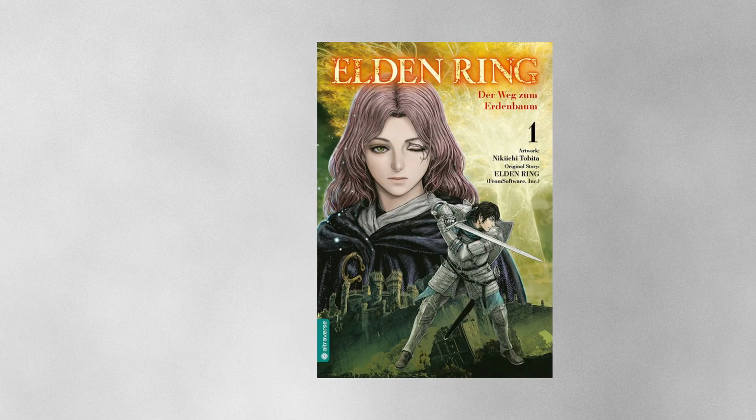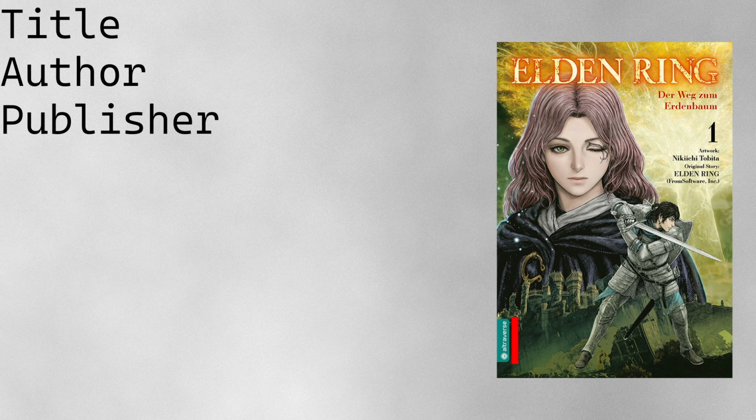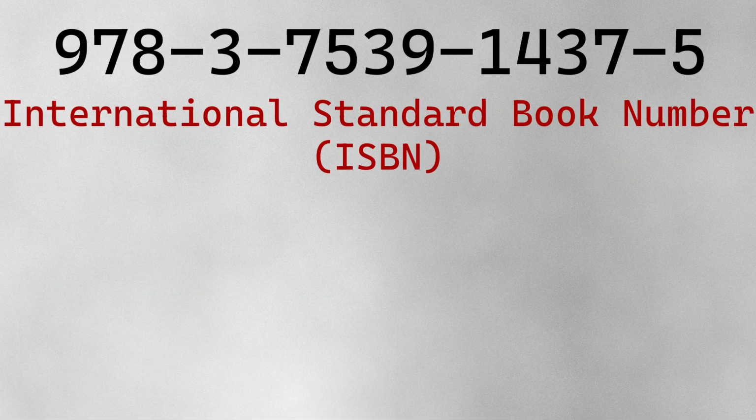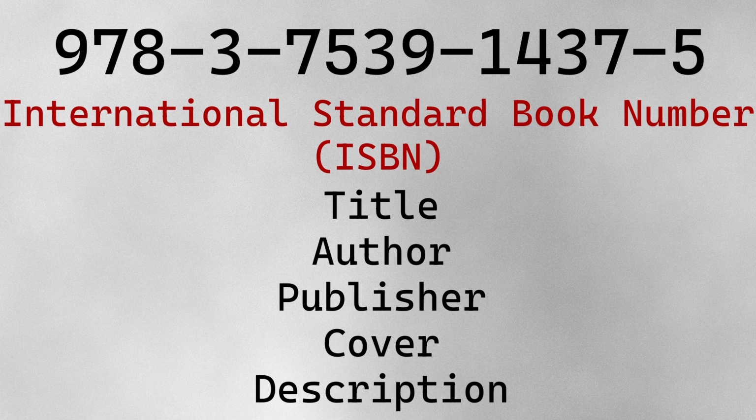This is a book. It has a title, an author, a publisher, a cover, a description, and a barcode. This code is an International Standard Book Number. These 13-digit numbers uniquely identify nearly every commercial book in the world. So getting all this metadata, without having to manually enter anything, just from the ISBN should be easy, right?